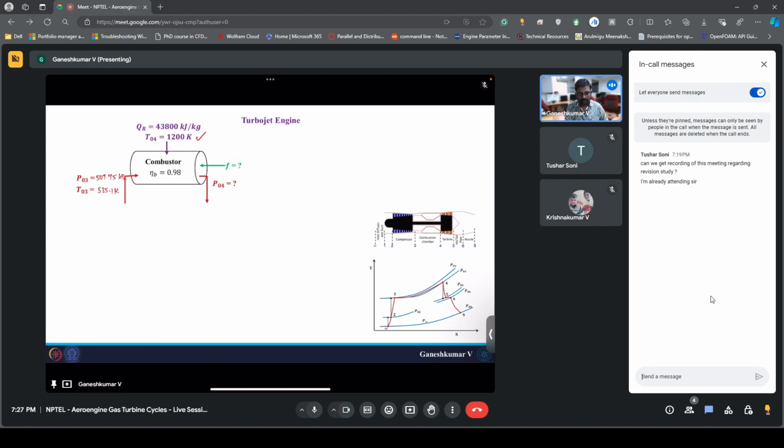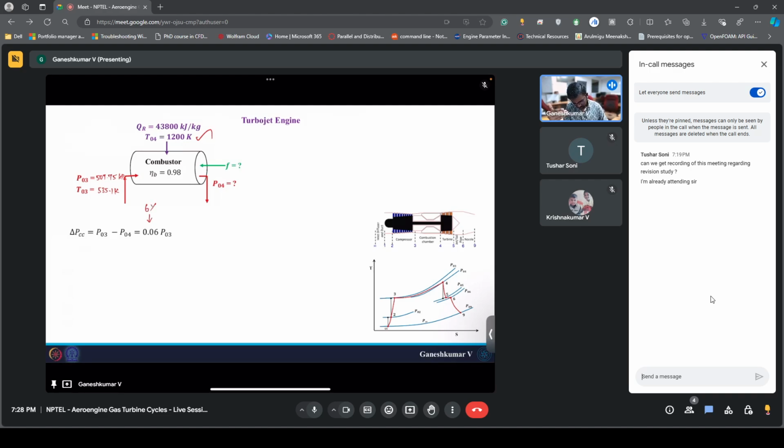So that is the thing we need to find out. Before getting into it, let's find out the pressure at the exit of the combustor. How do we find it? We have been given the pressure losses for the combustor, which is around 6% of the compressor exit pressure. That's why I wrote 0.06. This is 6% of the P03.